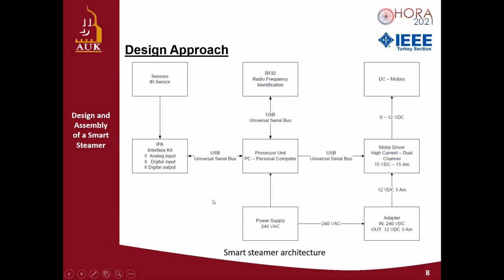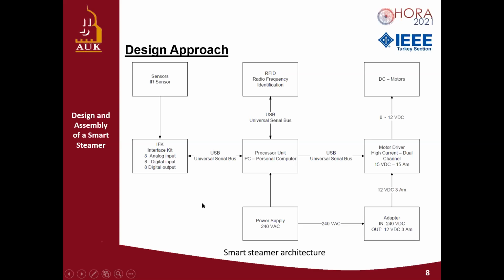This figure presents a simplified architecture for the proposed smart steamer. As you can see here, the heart of the system or the processing unit is the PC, which reads the information provided by the infrared sensor and the RFID. It also gets feedback whenever the clothes have been steamed. And as we'll see, those pieces of clothes will move to a secondary location or waiting room for the customer to pick them up.